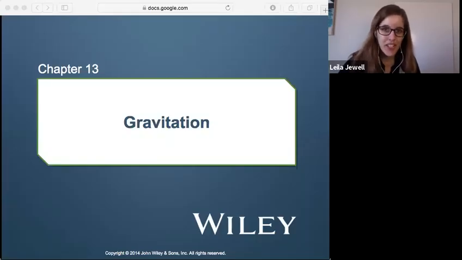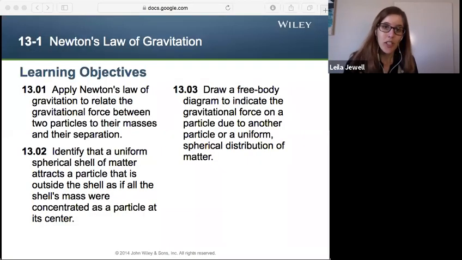Chapter 13, Gravitation. Section 1 is looking at Newton's law of gravitation.